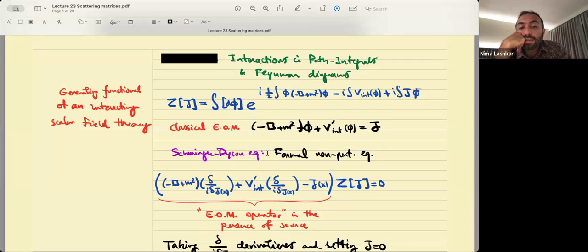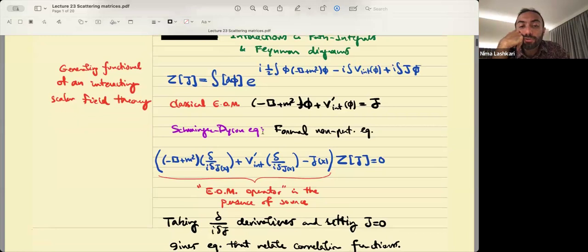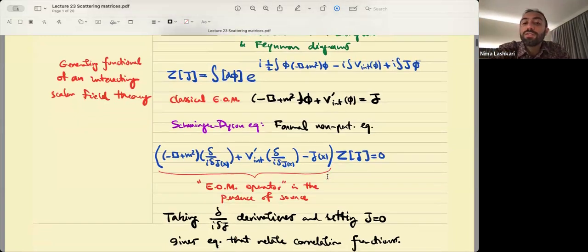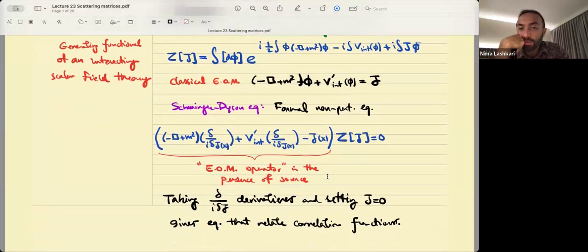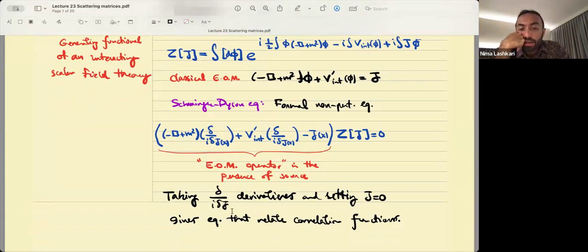And then we said that you could view this, bringing J to the left-hand side, as an operator acting on the generating functional, giving you 0. Now, this is the equation of motion operator in the presence of a source. And this is the so-called Schwinger-Dyson equation, which gives you a formal, non-perturbative definition, in a sense, of quantum field theory.